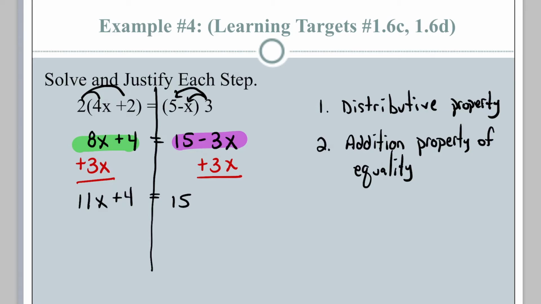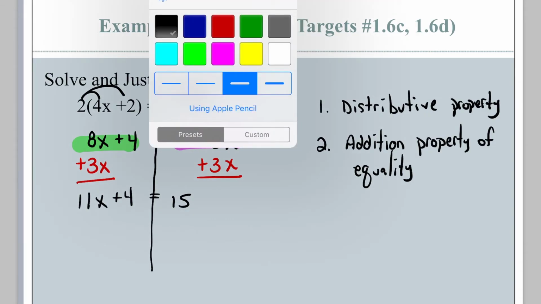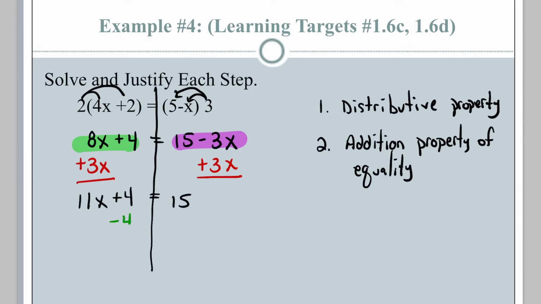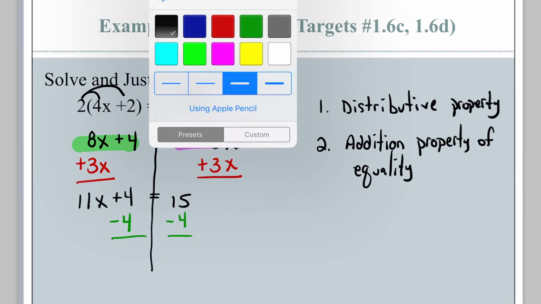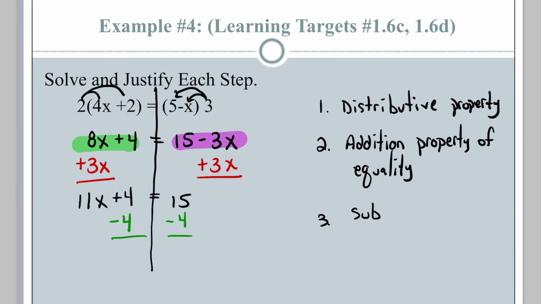Now, I notice that I still do not have all my like terms on one side of the equation. I need to move the positive 4. The way that I can do that is using the inverse operation of addition, which is subtraction. So I'm going to subtract 4 from the left side. If I subtract 4 from the left side, I must also subtract 4 from the right side of the equation. When I do that, I'm using the subtraction property of equality.